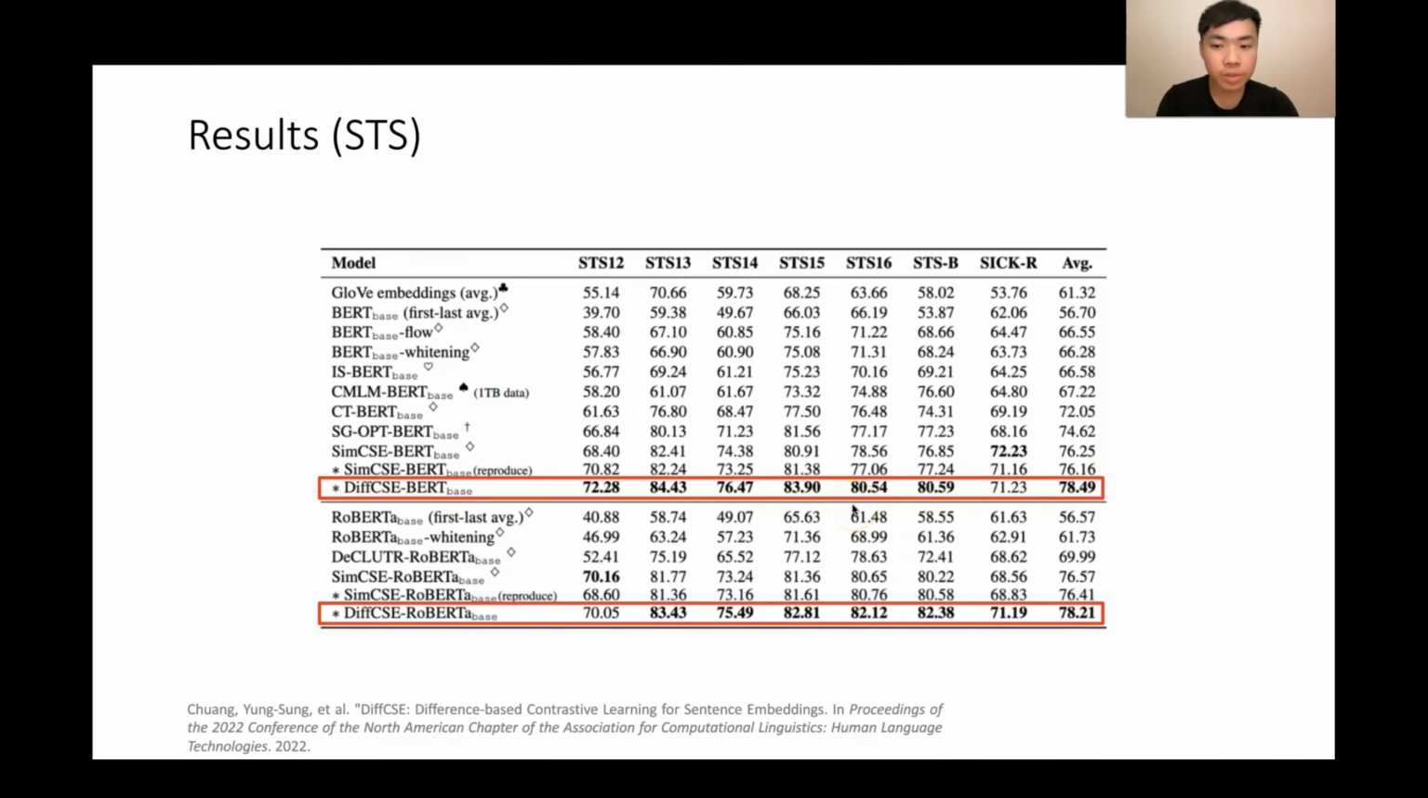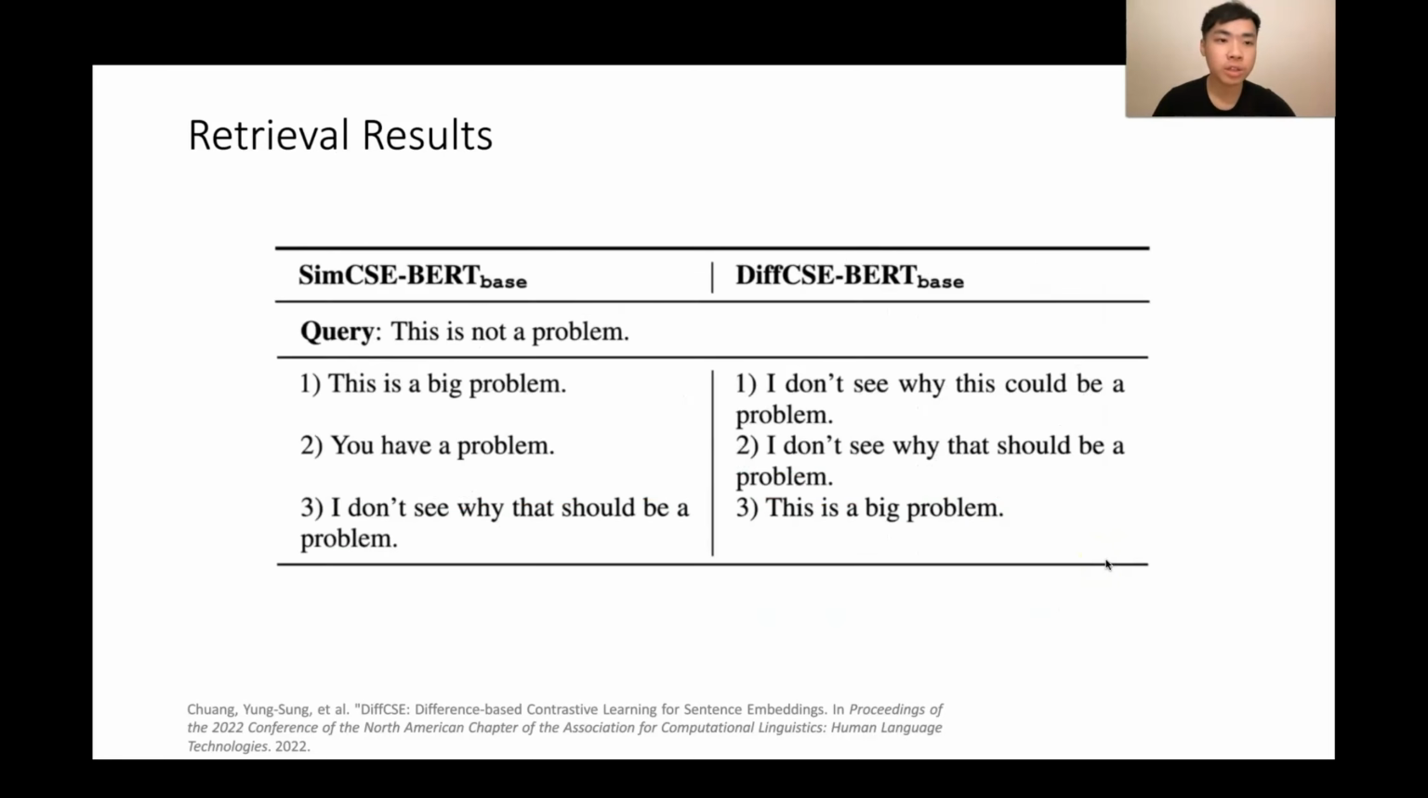The results show that DiffCSE is better than SimCSE by 2% on the STS task. You can also see the difference between SimCSE and DiffCSE by looking at the retrieval results. Here we have a query sentence: this is not a problem. And the top one retrieval result from SimCSE is: this is a big problem. These two sentences have opposite meanings, but their structure is very similar. So the SimCSE model was misled by the sentence structure.